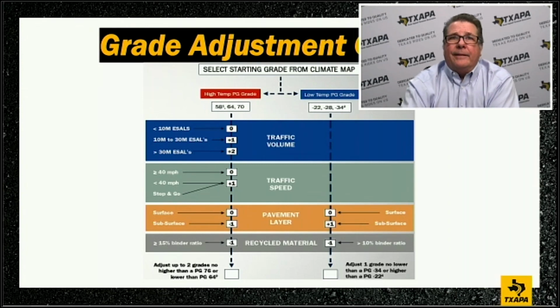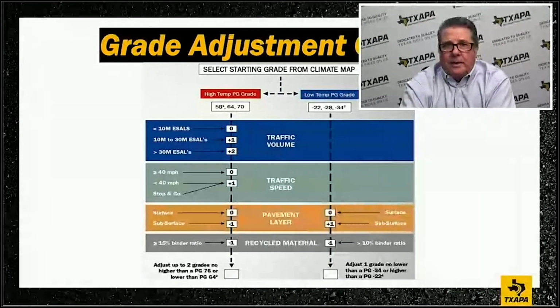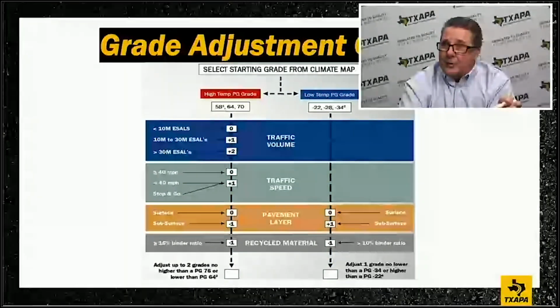So here we are at the traffic speed. If you're less than 40 miles an hour, or you have a lot of stop and go, in other words, the traffic is stagnant on the pavement, we go up another grade. So we're up to 76, right? If we're in the subsurface pavement layer, we take away a grade. So we're back to a 70, right?